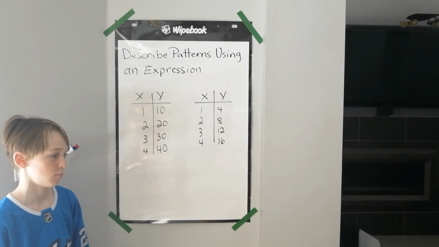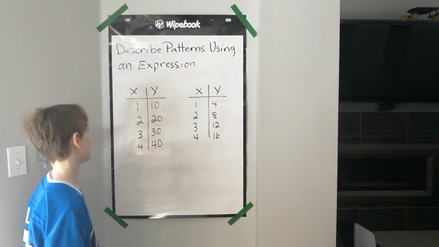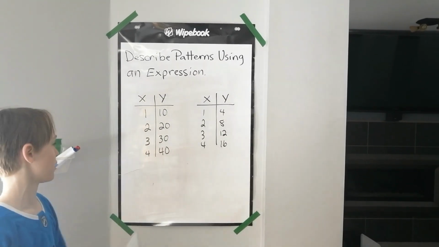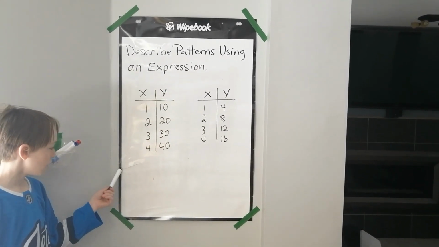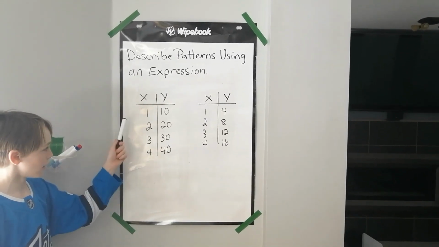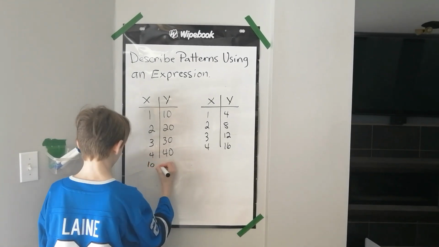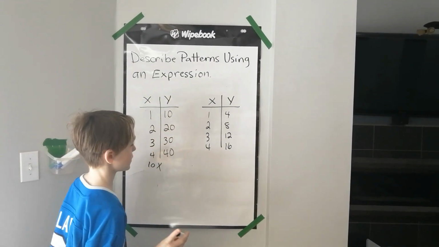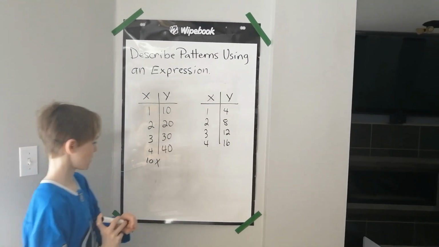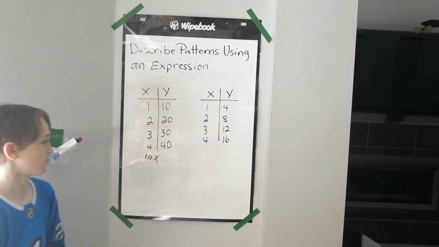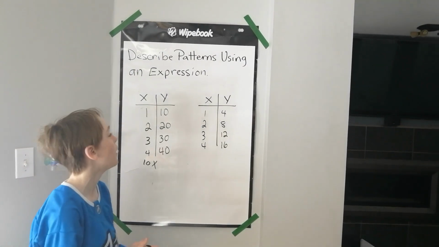So Mark, why don't you show us how to get from x to y in the first one? So one times 10 is 10, and then 2 times 10 is 20. So your answer is 10x. Perfect. So we're going to write 10x instead of writing x10. We just want to get into that habit. We don't want to say x times 10. We want to say 10x.